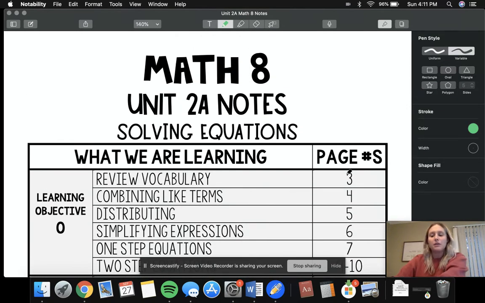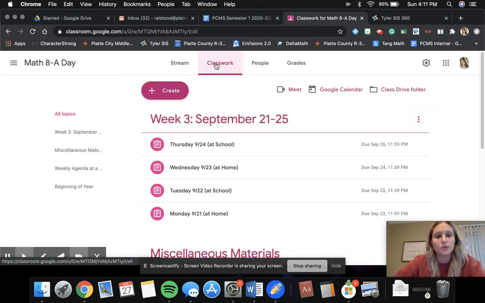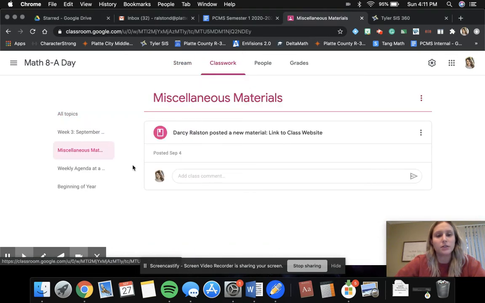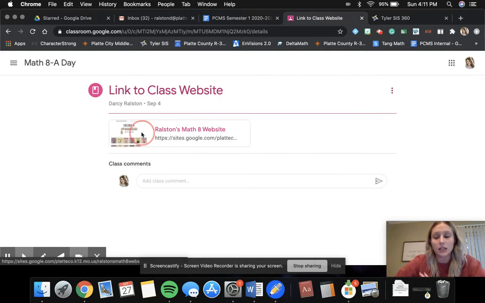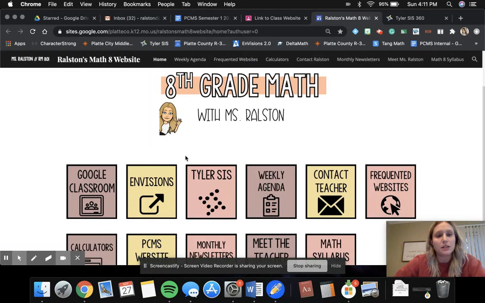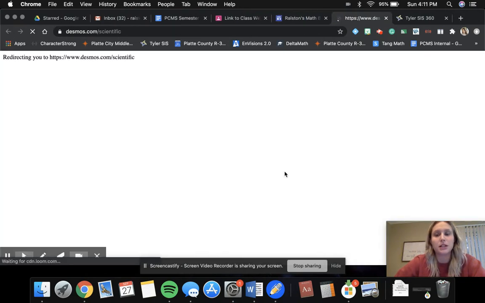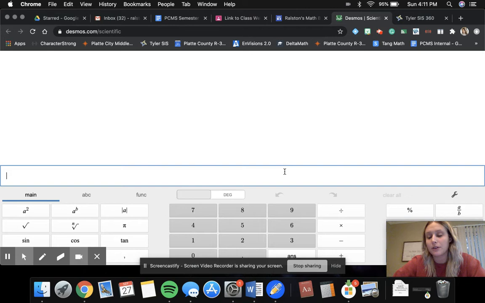If you do not have a calculator with you, again, I'll show you guys where to find it. If you go to Google Classroom and go to classwork, miscellaneous materials, the link to my website. Again, I would bookmark this if you haven't. Once the website loads, you'll hit calculators. I would use the scientific calculator over Google or just typing it in a new tab because it's very user-friendly and it has fractions on it.